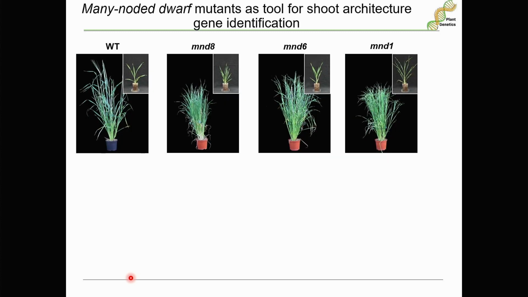And to do so, I'm making use of a forward genetics approach, and I use this really nice collection of barley mutants at Nordgen, and I'm mainly focusing on many noded dwarf mutants. These MND mutants have been already in part characterized, so we know the candidate genes for MND8, MND6, and MND1, and you can see they are all dwarf. They have massive production of vegetative growth, so they are high tillering. They also produce many leaves, as you can see in the seedling pictures, and they also have reduced seed set.